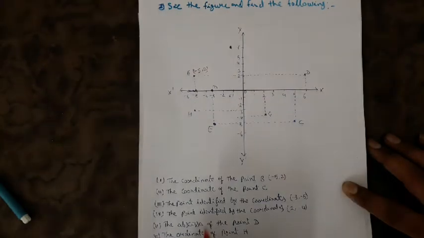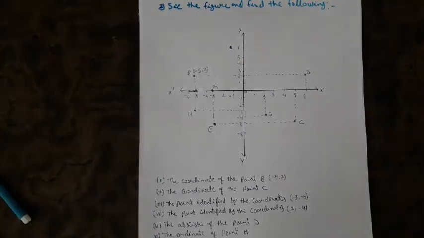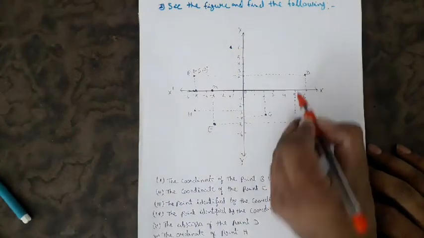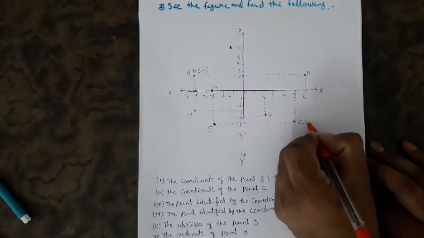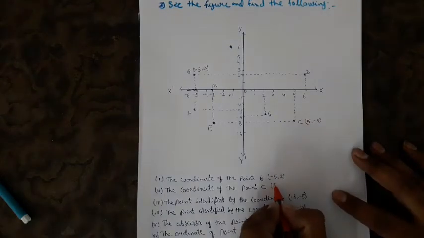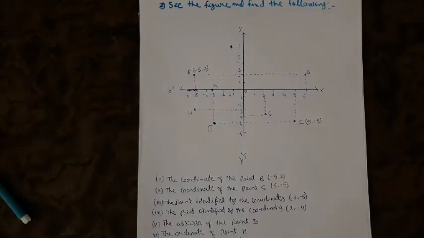Okay, second one, the coordinate of the point C. Where is the point C? C is here. First we have to see where it is intersecting on the x-axis. So C is intersecting on the x-axis at +5 and it is intersecting on the y-axis at -5. So coordinates of C would be +5 and -5. First you have to see where it is intersecting on the x-axis.